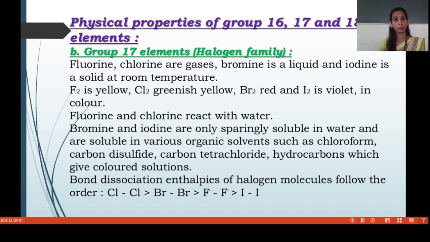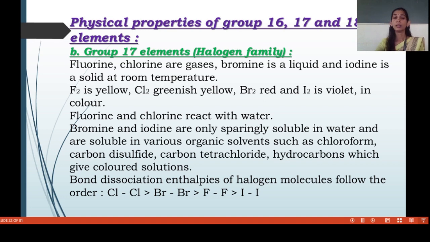The next group, group 17, is the halogen family. Fluorine and chlorine are gases, while bromine is in the liquid state, while iodine is solid at room temperature. If we consider the color of these elements, fluorine is yellow, chlorine is greenish yellow, bromine is red and iodine is violet in color. Fluorine and chlorine react with water. Bromine and iodine are only sparingly soluble in water and soluble in various organic solvents such as chloroform and carbon disulfide.